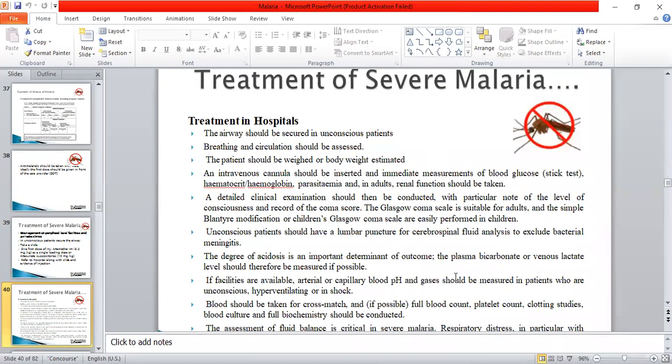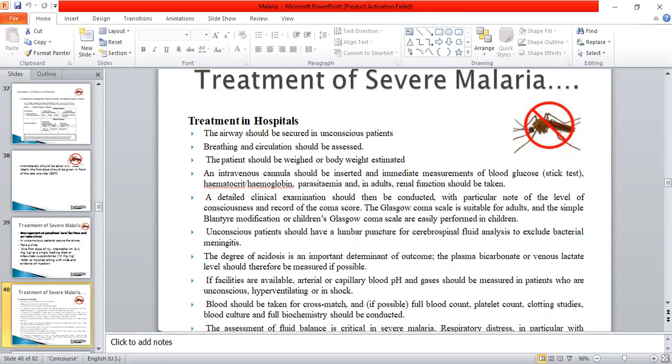First of all, the airway should be secured, breathing and circulation should be assessed, patient weight should be assessed, an IV cannula should be inserted, and immediate measures of blood hematocrit and hemoglobin level should be taken. A detailed clinical examination should be conducted, including the Glasgow coma scale. An unconscious patient should have a lumbar puncture for CSF analysis to exclude bacterial meningitis.